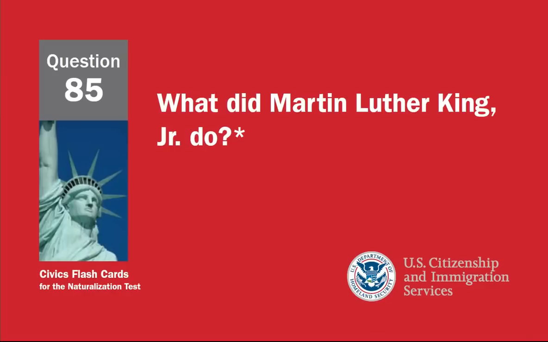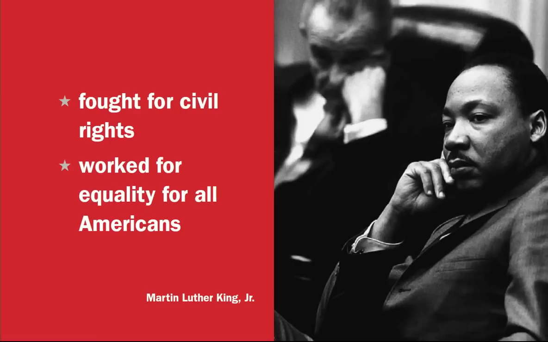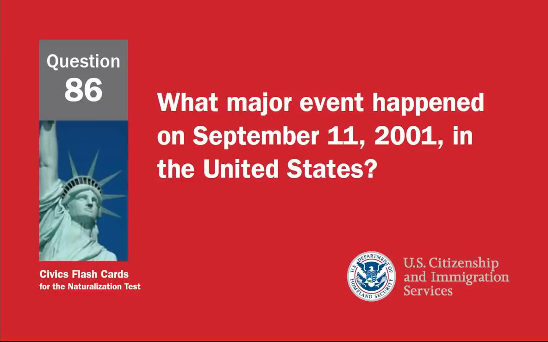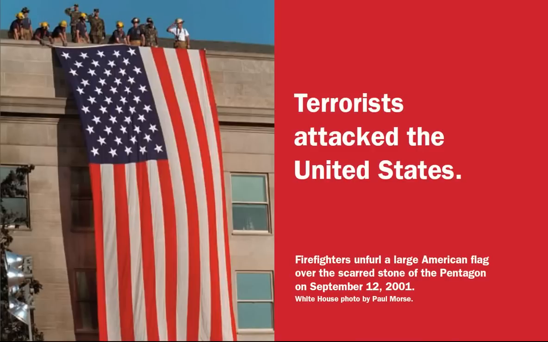What did Martin Luther King Jr. do? Fought for civil rights. Worked for equality for all Americans. What major event happened on September 11, 2001 in the United States? Terrorists attacked the United States.